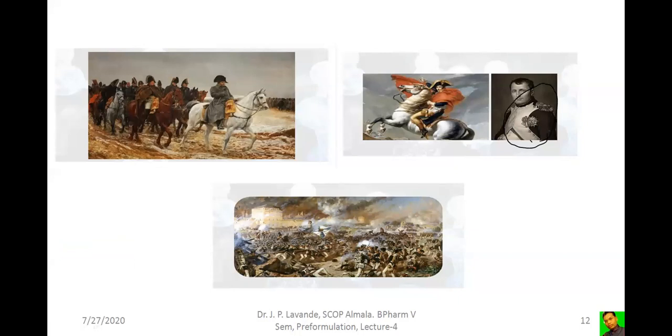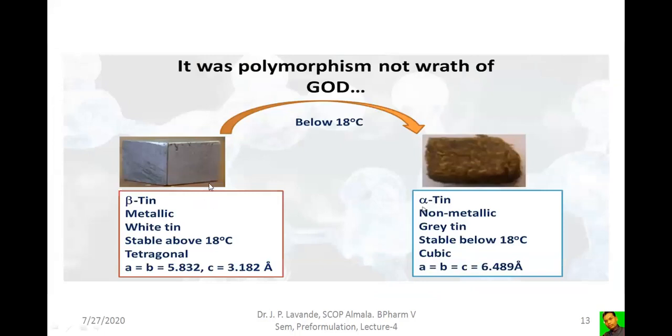Just at their gate, they faced a defeat, and this is not because of the curse of the god, but because of the conversion of this glittering white beta form of tin into the alpha form. The difference between these two is because of their polymorphic characteristics. It was the polymorph and not the wrath of the god. It is because of the temperature differences. So the beta tin, as I told, is the metal, and the alpha tin is the non-metal. Beta tin is white tin, alpha tin is gray tin. Beta tin is stable above 18 degrees Celsius, alpha tin is stable below 18 degrees Celsius. Beta has the tetragonal structure and alpha has the cubic structure. So that is quite an interesting story. Whenever the study of polymorphism comes, the story can be shared.